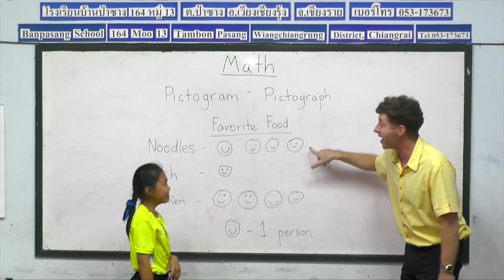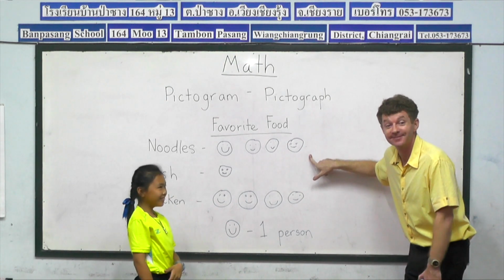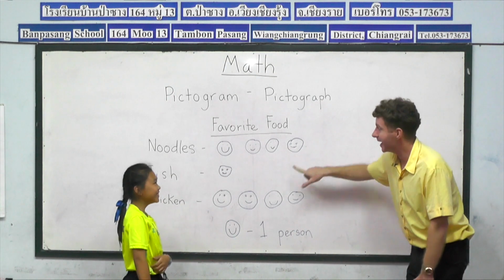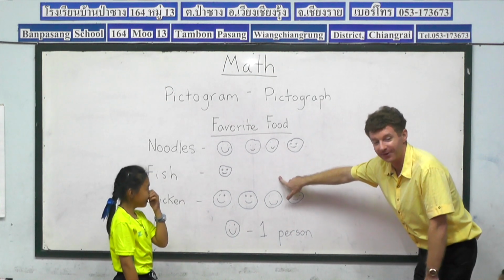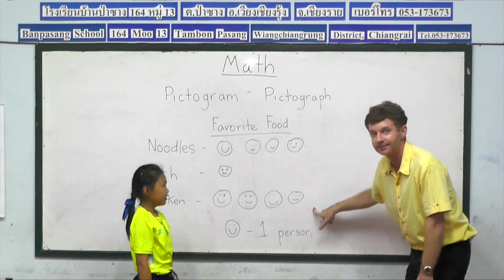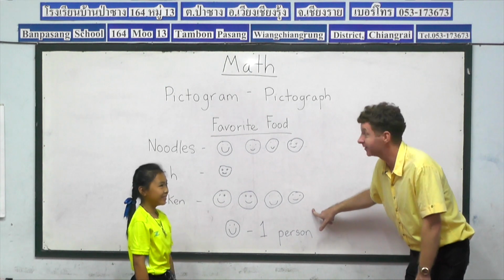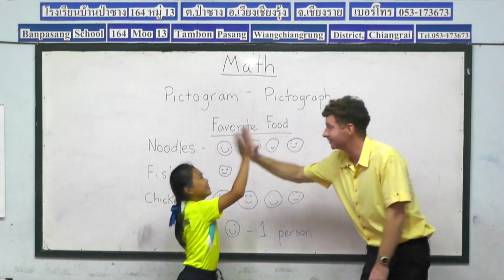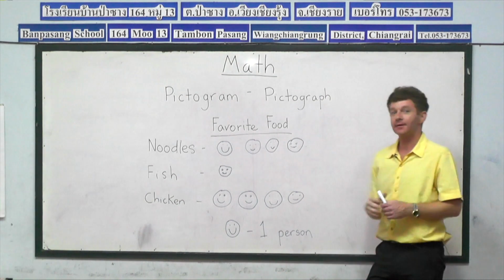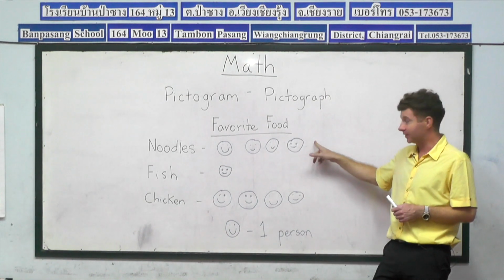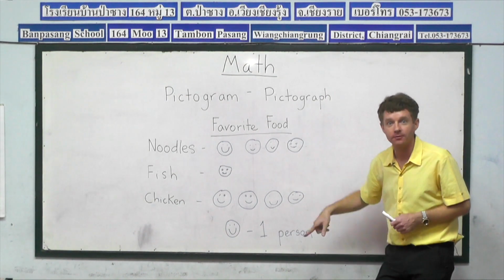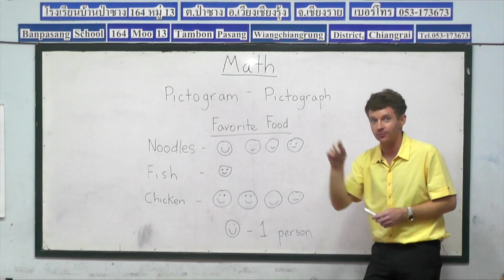So far, how many for noodles? 4. How many for fish? And how many for chicken? 4. Nadia, that was excellent. So guys, noodles and chicken are level. We have one more student.